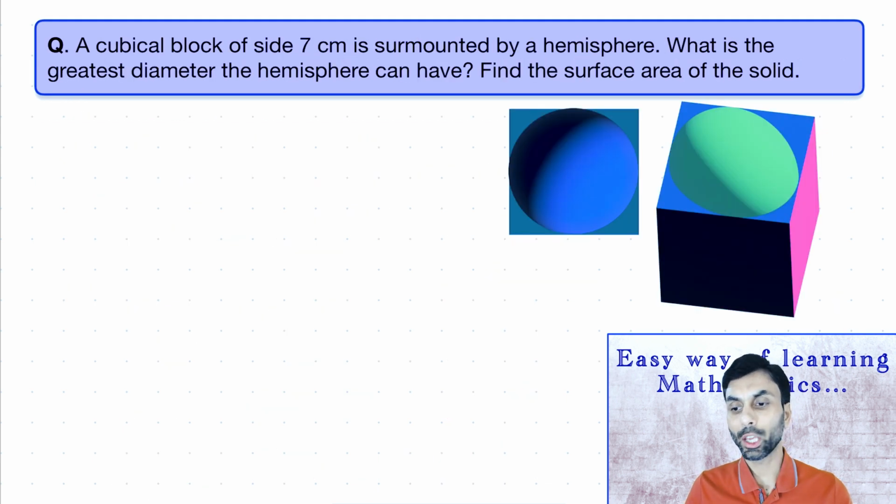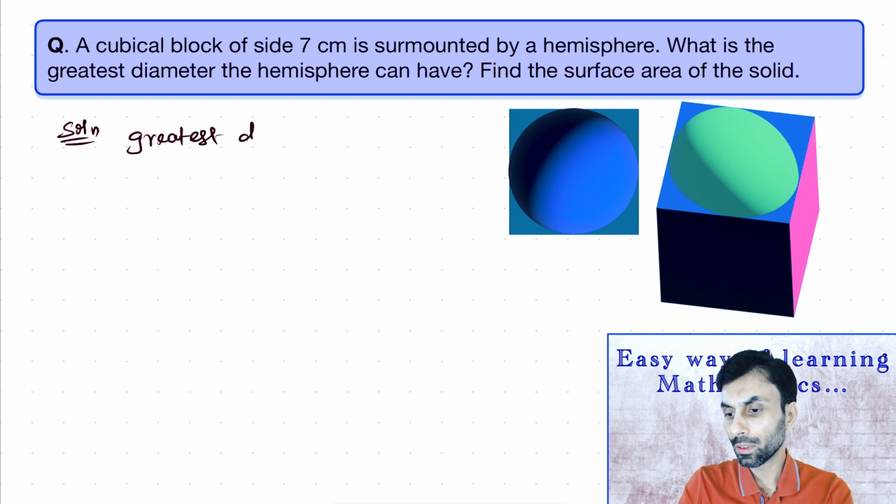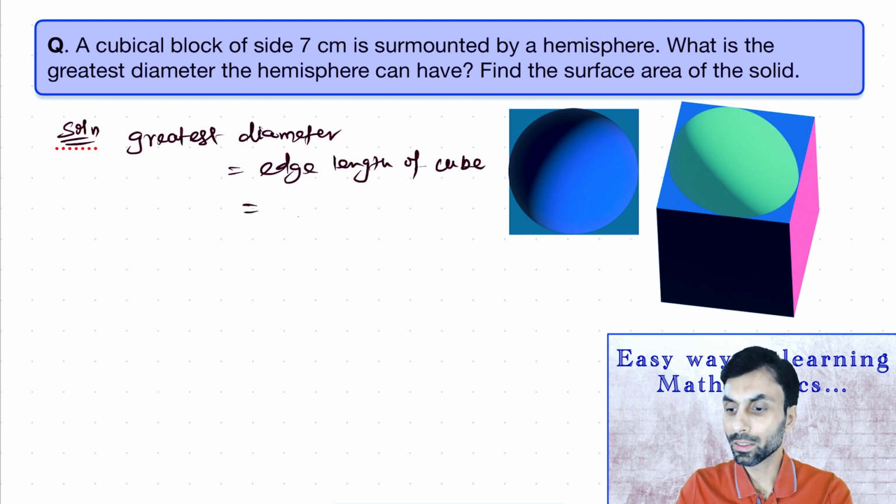The next question is, a cubical block of side 7 centimeter is surmounted by a hemisphere. What is the greatest diameter the hemisphere can have? Find the surface area of the solid. So as we have already discussed how to solve this type of question. Here they are asking what is the greatest diameter. So here the greatest diameter is equals to edge length of cube, which is 7 centimeter. Therefore, the radius will become 7 upon 2 centimeter.